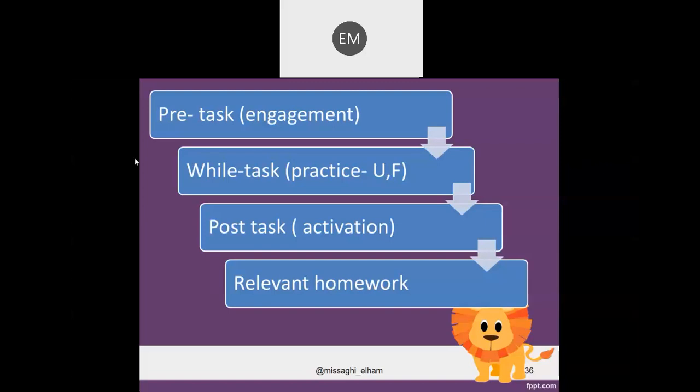First, you have controlled practice, then freer practice. You put them in different situations, different tasks, different games, and they use the target language. Then we get to the post task. What is the post task? What is the purpose of the post task?